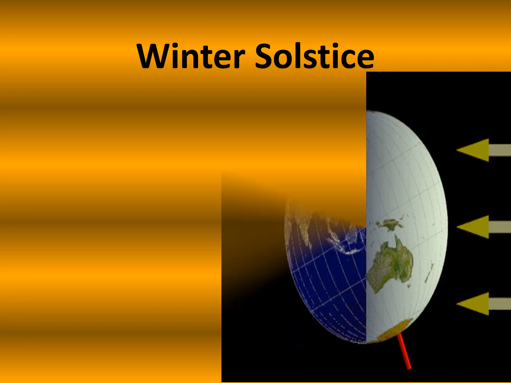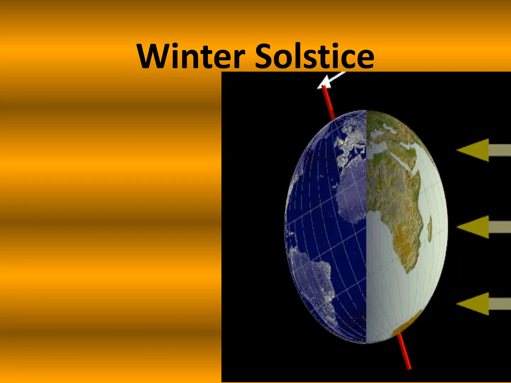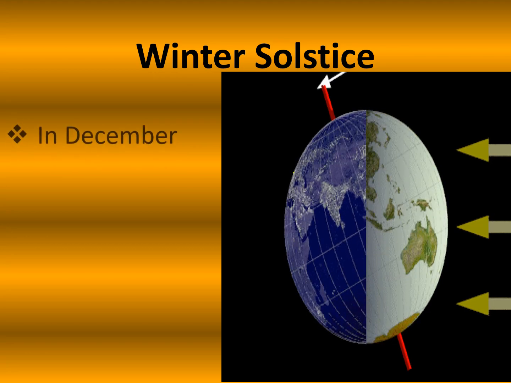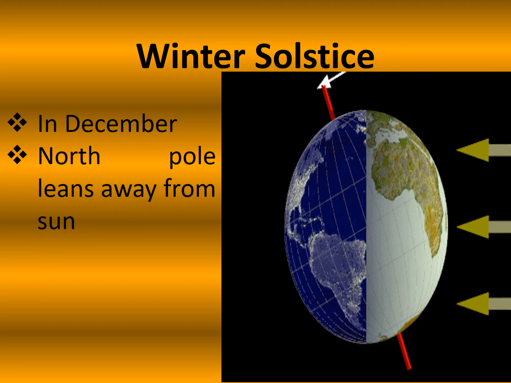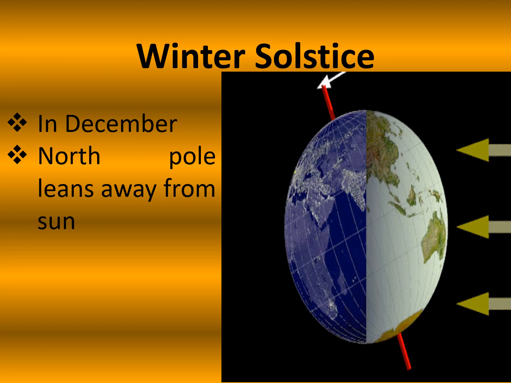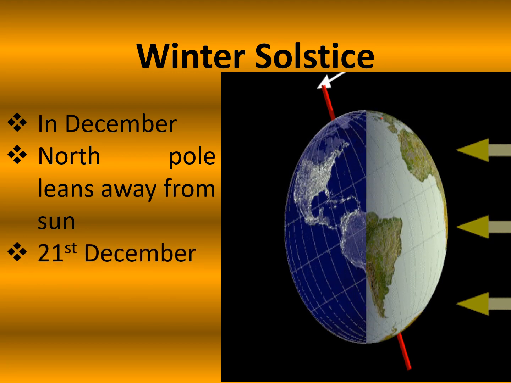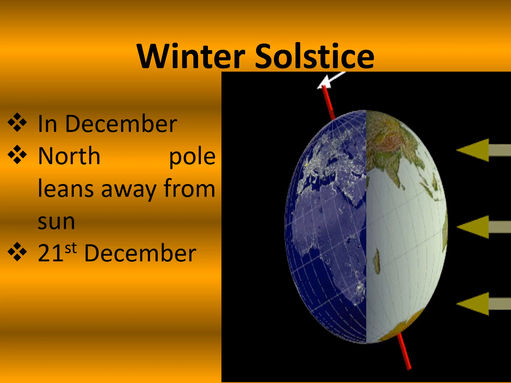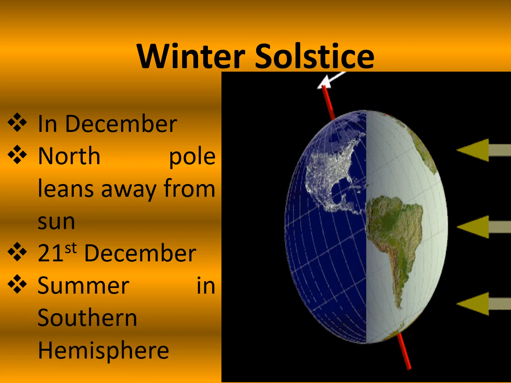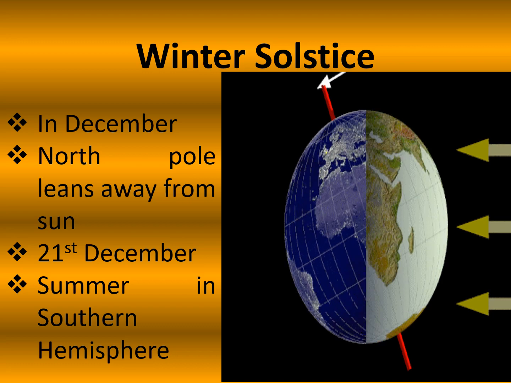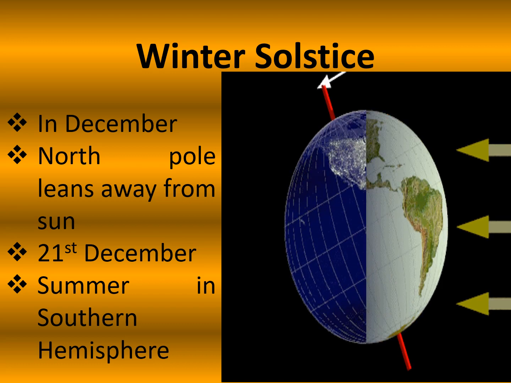Winter solstice. When a hemisphere leans away from the sun, it will experience the winter solstice. In December, the North Pole leans away from the sun, that's why it will experience the winter season or winter solstice on 21st December. The northern hemisphere leans more away from the sun, but the southern hemisphere experiences the sunlight. That's why it experiences the summer solstice at that time.